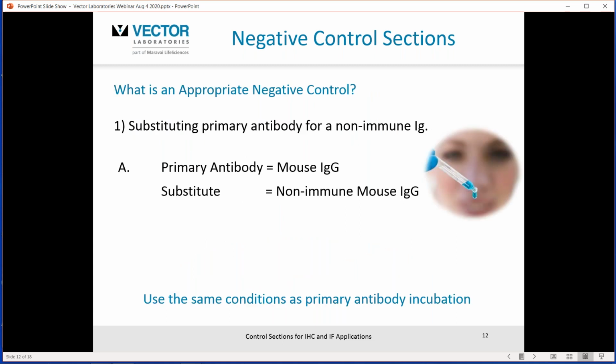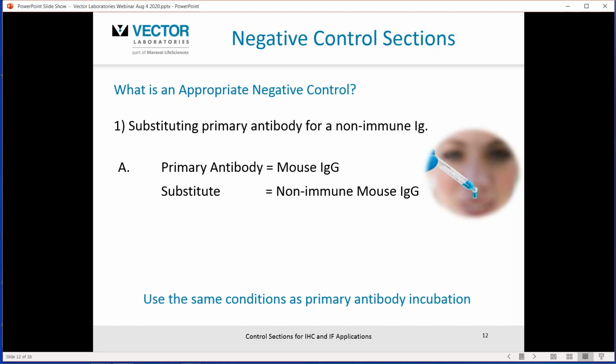And the one I've got here, substituting a primary antibody for a non-immune immunoglobulin, is probably the most widely used and easiest to implement. The example I've got here is if your primary antibody is a mouse IgG primary antibody. It might be mouse anti, as I've used before here, Ki67, for example. So the idea would be to substitute in a non-immune mouse IgG at the same concentration and the same parameters as that primary antibody. Then you put on the rest of the detection reagents. The idea is then to see an absence or no staining on that tissue preparation.